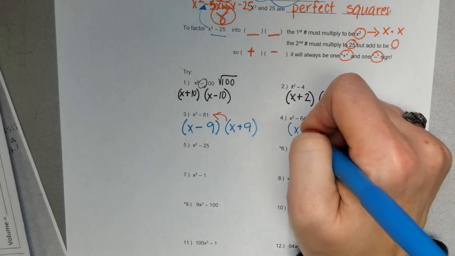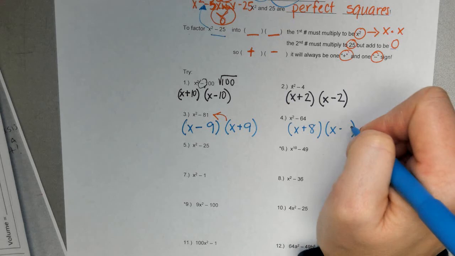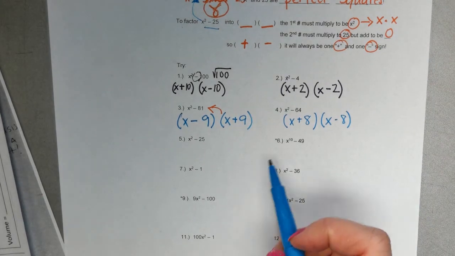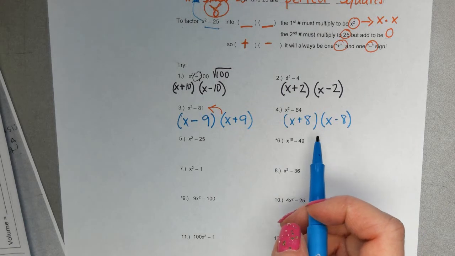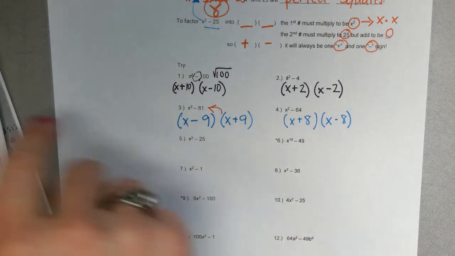Over here we have 64. One's going to be plus, one's minus. The square root of 64 is 8. So difference of squares is pretty easy. Let's do one that's not x squared. Let's look down here at number 6.